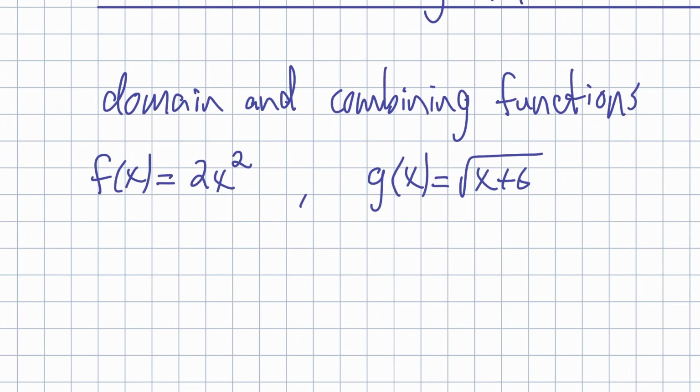So when you're not explicitly given the domain, your standard assumption is that the function will accept as an input any number that doesn't otherwise cause a problem. Okay, what do I mean by that?